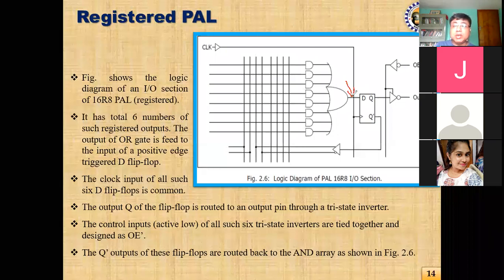If we require to store these in a flip-flop, in case of a sequential circuit, for that purpose this D flip-flop is kept. You can see that this D flip-flop is positive edge triggered. There is no bubble, so this is a positive edge triggered flip-flop. And this Q output, the direct output of the flip-flop, is going to the tri-state inverter and thereafter to the output.